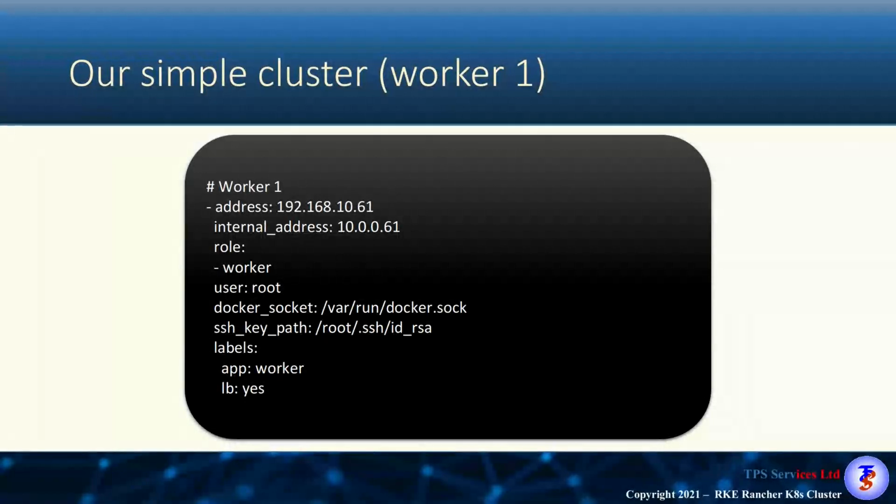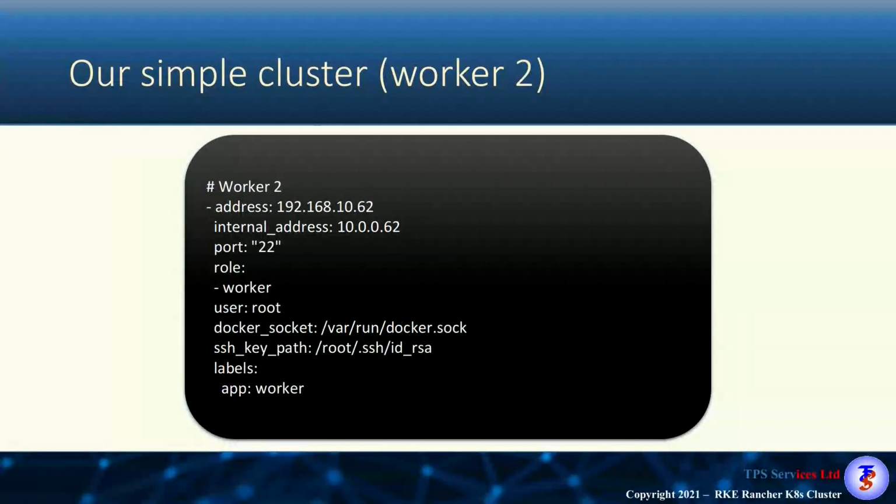Same user, root to log on. Docker sockets in there again, the SSH path, and we've got some labels, and I've just added an extra label in there called LBS. Whilst I was playing around with it, I found that if you try and use Vagrant to build your cluster, the NAT network gets in the way, and it was only targeting one of the worker nodes at the time, so I was trying to force the load balancer to just hit one specific worker node. But this one's ignored now, and it's actually load balancing across all of them.